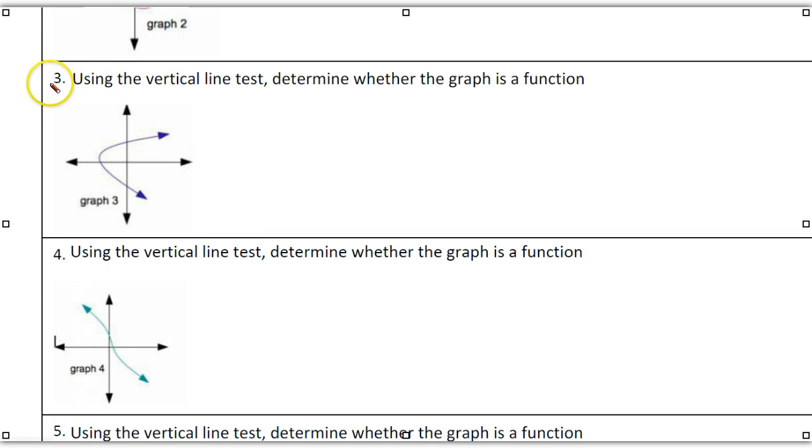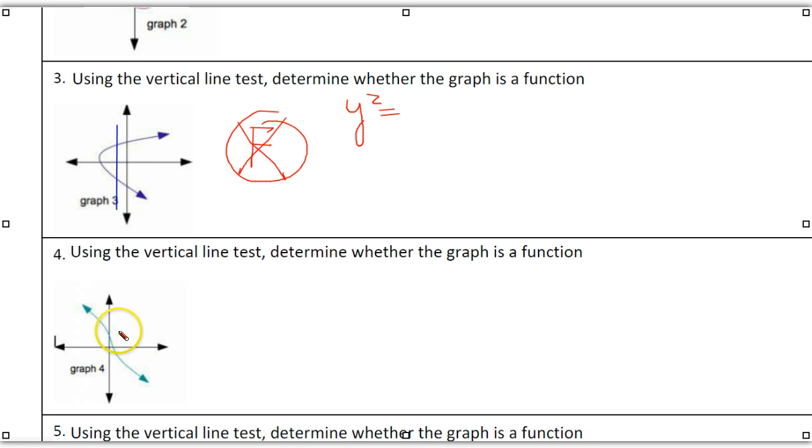For number 3 now, notice this is sort of a sideward parabola where it's actually, let's say, y squared equals something, and it makes it a sideward parabola. Does this pass the vertical line test? Well, when you get to here, it intersects it twice. So, for number 3, this is not a function.